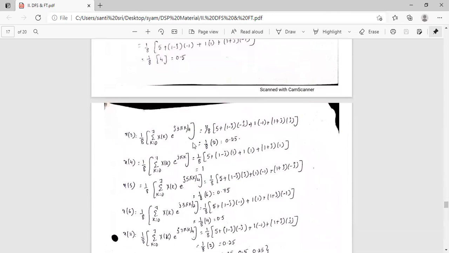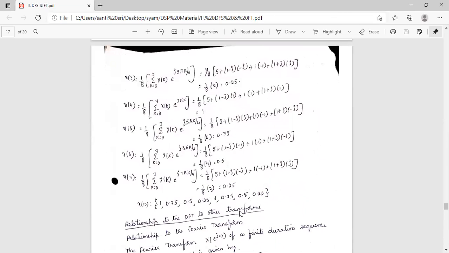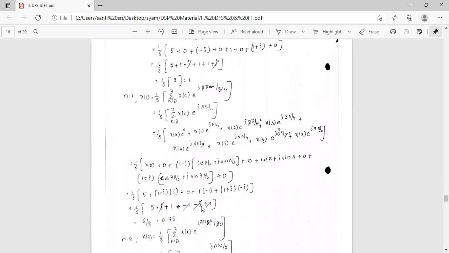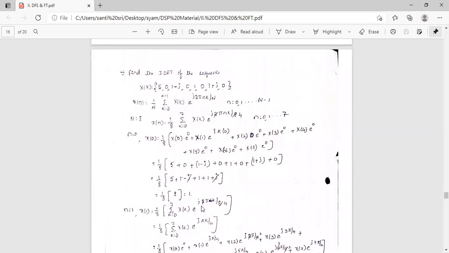Similarly, x of 3 value is also 0.25. X of 4 value is 1. X of 5 value is 0.75. X of 6 value is 0.5. And x of 7 value is 0.25. By simply writing these values as a set, x of n is equal to 1.75, 0.5, 0.25, 1.75, 0.5, and 0.25. This is nothing but the inverse discrete Fourier transform of the given sequence, that is x of k equal to 5, 0, 1, 0, 1, 0, 1 plus j 0. Okay.